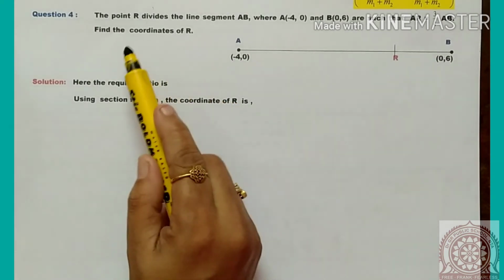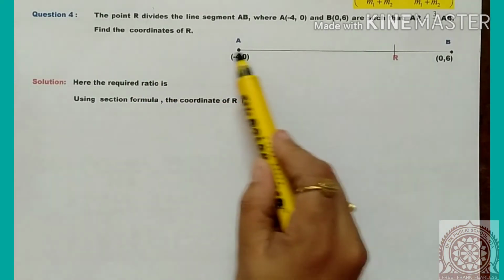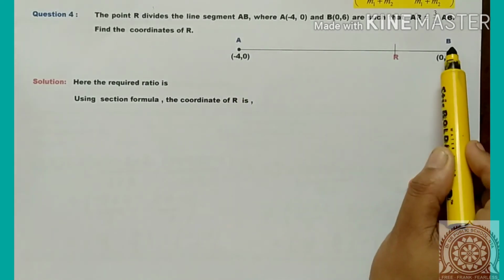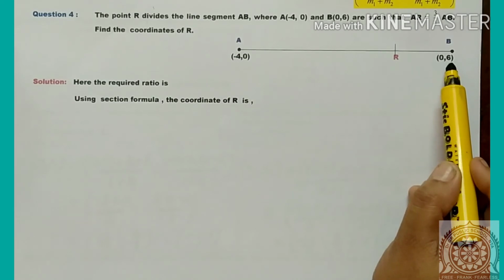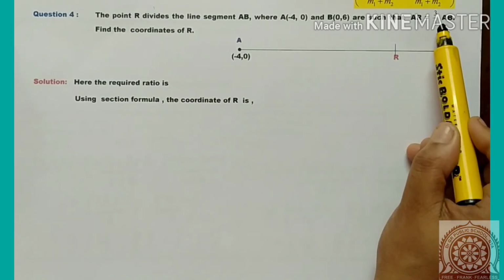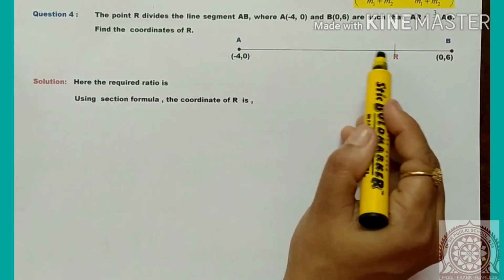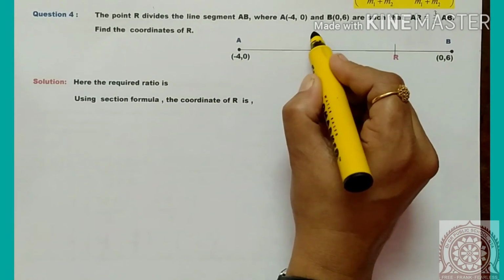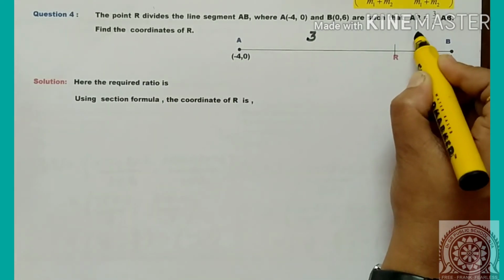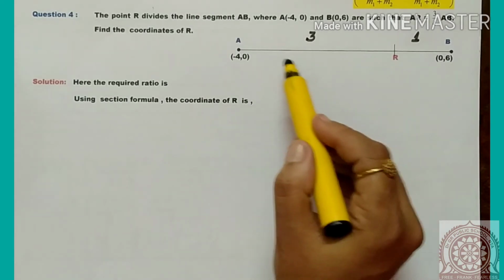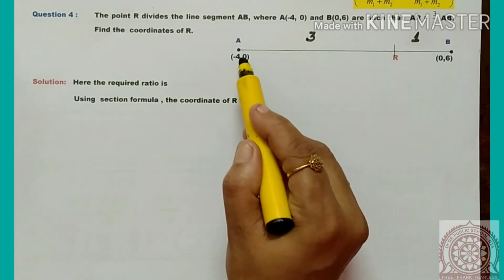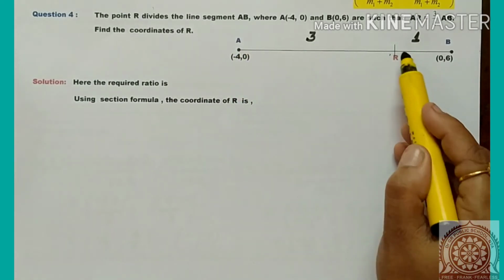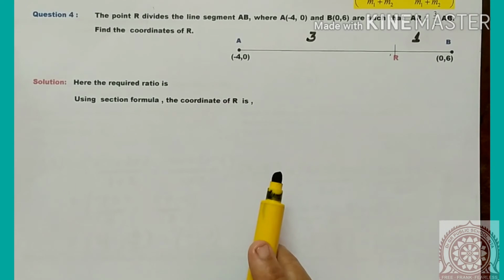The question is that the point R divides the line segment AB, where A is given as minus 4, 0 and B is given as 0, 6. The condition is that AR equals 3 by 4 of AB. AR, this much is 3 by 4 of AB, means that of the total AB length, 3 parts come here and the remaining 1 part comes here. Then only we can say that AR equals 3 by 4: the total is 4 parts, among which 3 parts are for AR and the remaining 1 part is for RB.